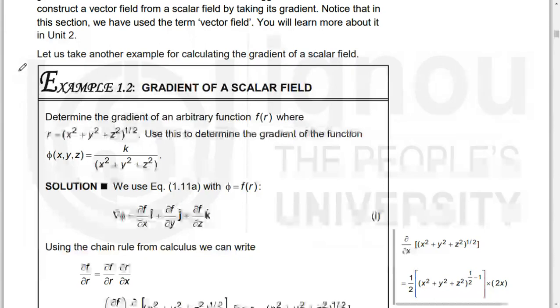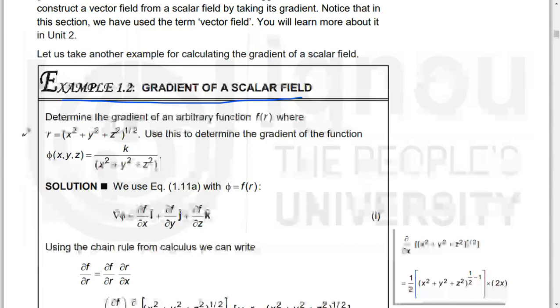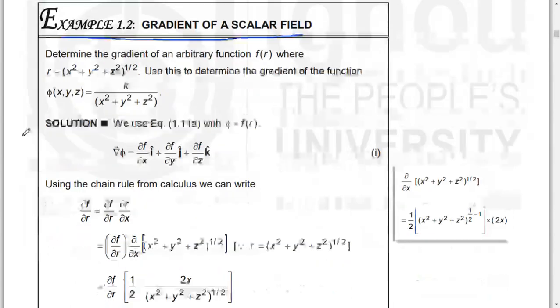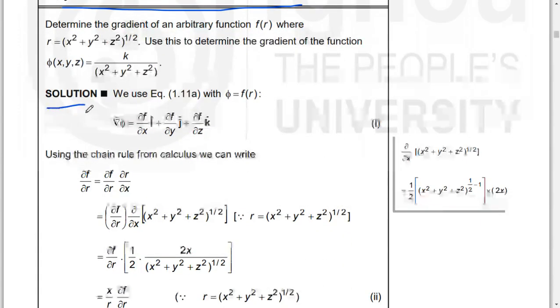Let us take another example for calculating the gradient of a scalar field. Example 1.2, gradient of a scalar field. Determine the gradient of an arbitrary function f(r) where r equals (x square plus y square plus z square) whole to the power half. Use this to determine the gradient of the function phi of x, y, z equals k by (x square plus y square plus z square). Solution: we use equation A with phi equal to f(r).